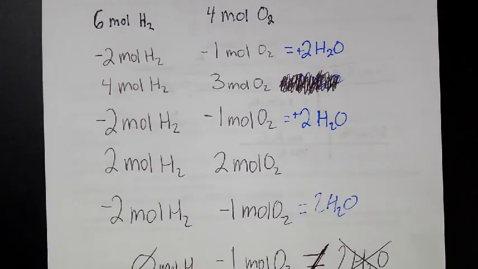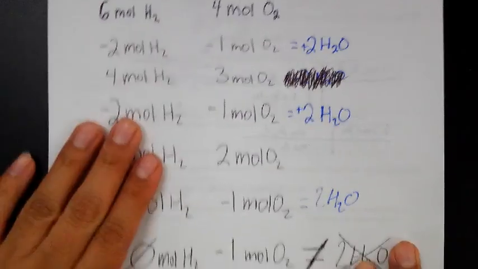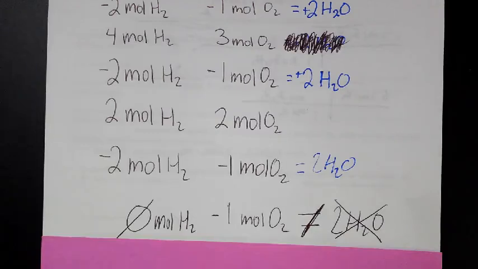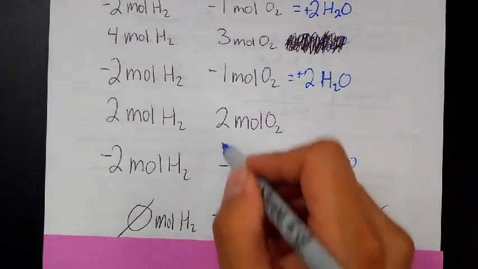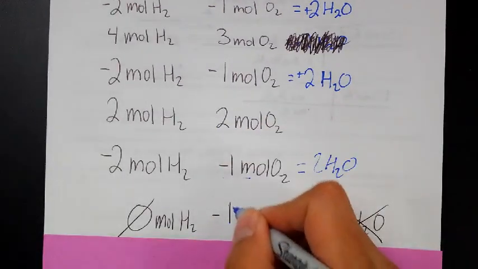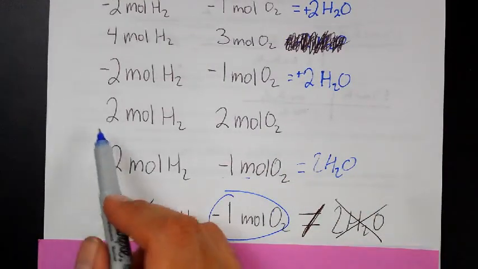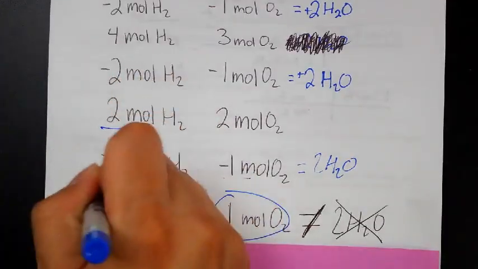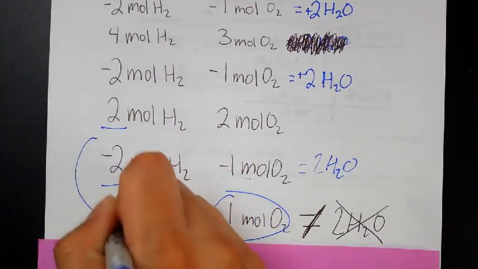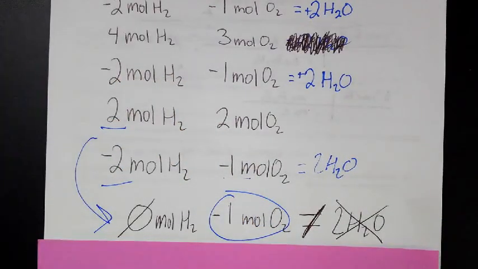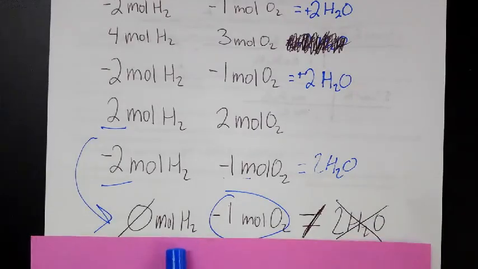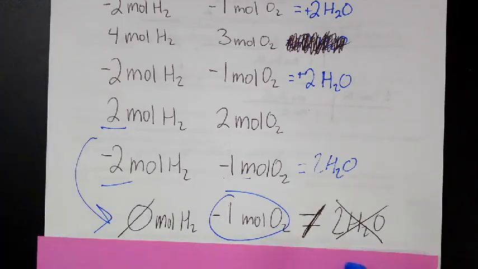Can I make any more H2O? Would that be possible? Right? Because after subtracting this 1 from this 2, I'm left with just 1 mole of O2. And if you look here, 2 minus 2, well, that will give me 0. I am all out of H2. I am no longer able to produce any more H2O, even though I have 1 mole of O2 left.